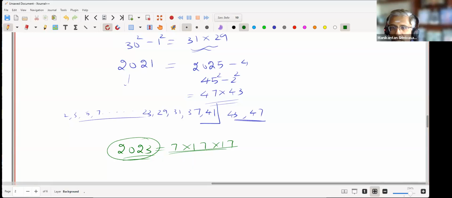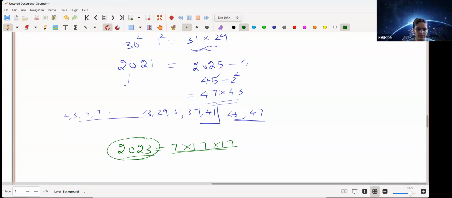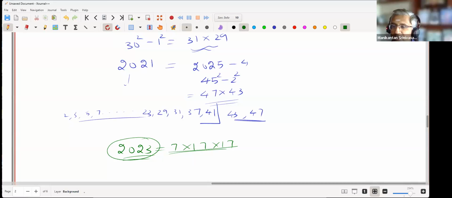All right. Let's see, Arnav, how many perfect squares are factors of 2023? How many perfect squares are factors of 2023?